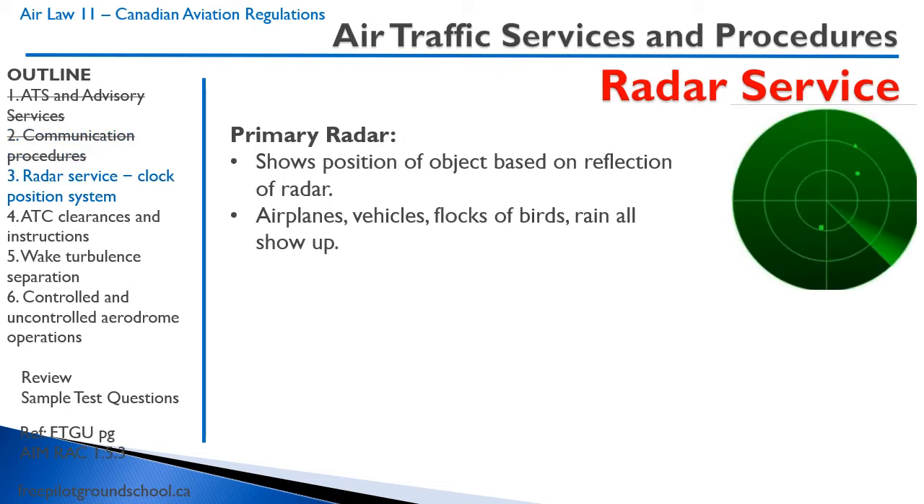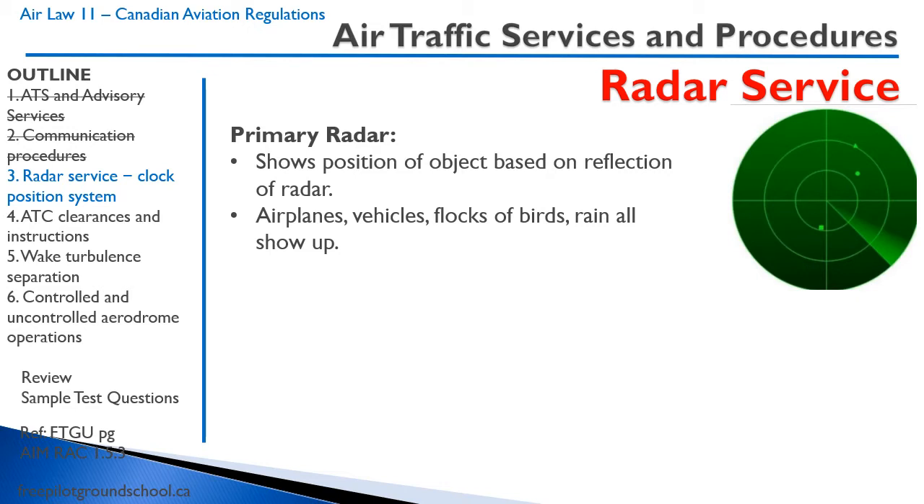Modern technology is a wonderful thing. A lot of air traffic control have radar services. In fact, pretty much they all do these days. There are two different kinds of radar services, primary radar and secondary radar. Primary radar just shows the position of an object. It's basically the same technology that came out during the Second World War.